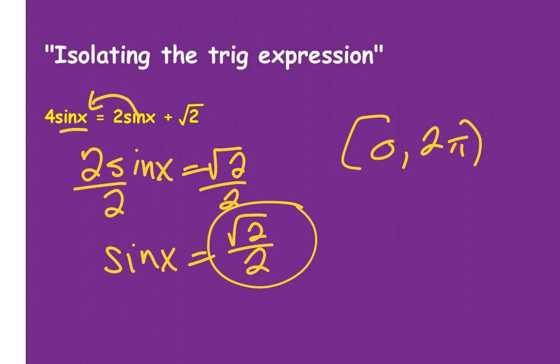And so if you look at your unit circle and go around it and you want the positive sign, you're going to find that it's at pi over 4, and then also at 3 pi over 4.